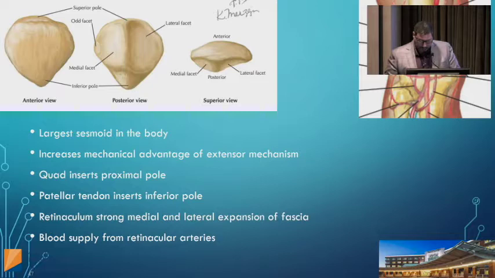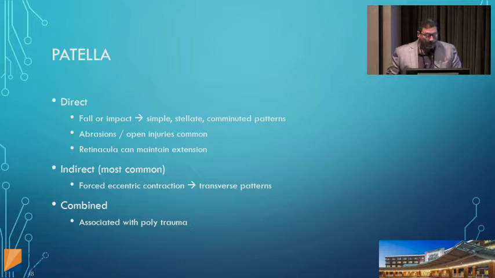So how do we injure the patella? It's from one of two ways. The most common way is from an indirect force. We slip or fall, and we get forceful contraction of our quadriceps, and the patella fractures, and we usually get a transverse pattern. The other way is direct blow, such as a knee against a dashboard, or direct strike, like a baseball bat against the patella. And those are usually multi-fragmentary or comminuted patterns.